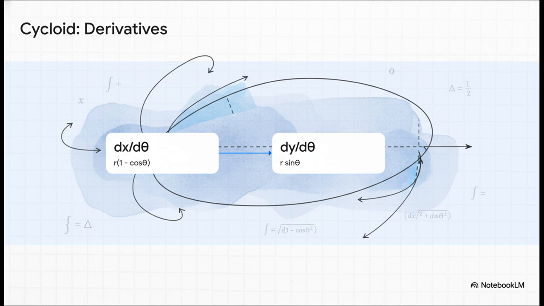Step 1. Derivatives. Just like before, the derivative of x with respect to our parameter theta is r times the quantity 1 minus cosine theta. The derivative of y is just r sine theta. See? The process works no matter how complicated the equations look at first.